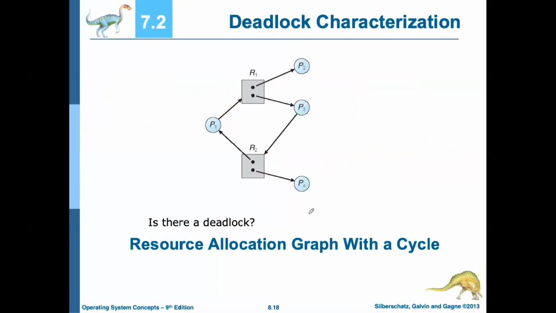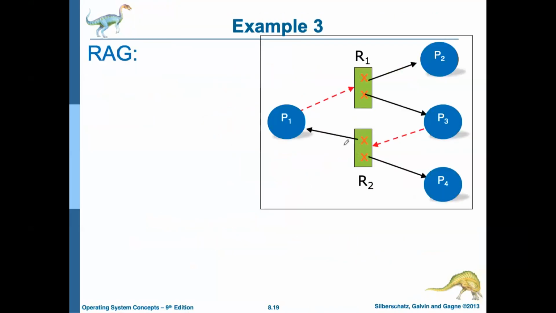Okay, is there a deadlock for this? Okay, this is an allocation graph with a cycle. If you check this properly, P1 passes, and then P3, and then here we will keep on waiting because they are requesting here. Then is there a deadlock? Of course, there's a deadlock. Okay, this scenario.